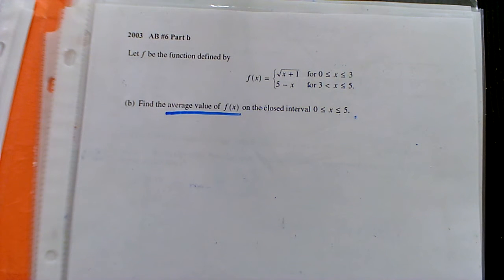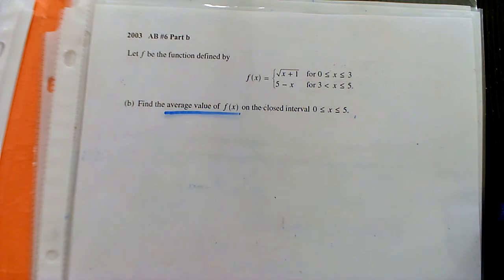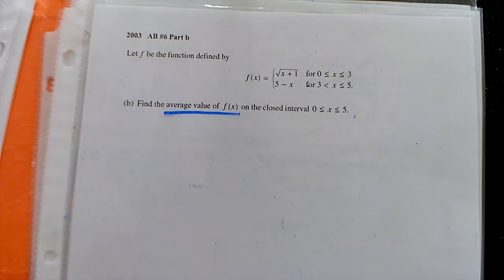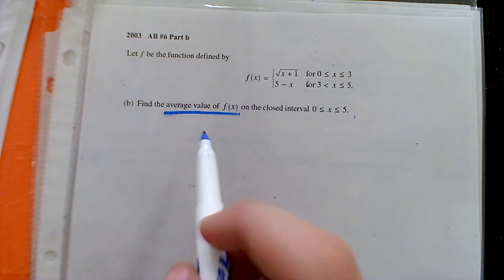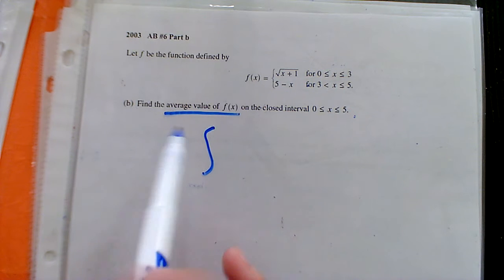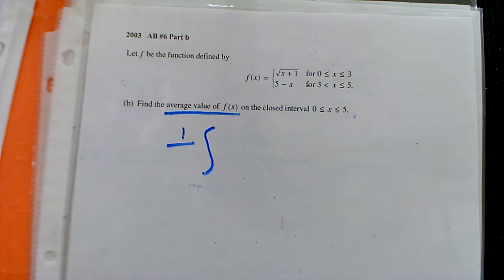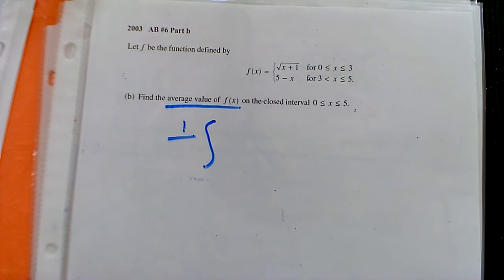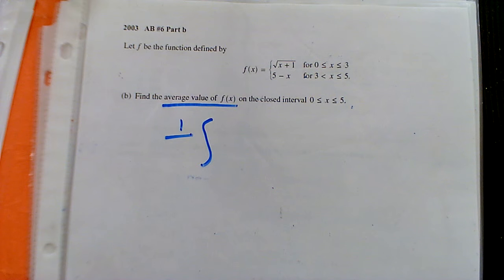Find the average value of f of x from 0 to 5. But what's a little tricky is notice how f of x is a piecewise function. You have two parts. So let's see if we can figure out this setup. In terms of an average value, we need 1 over the distance between the bounds, and then we need an integral with those bounds.